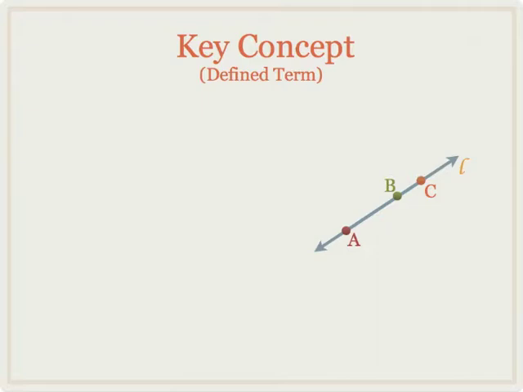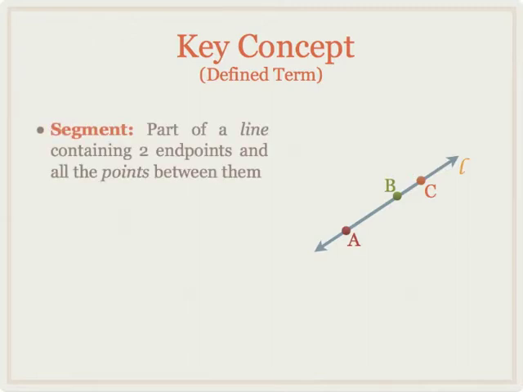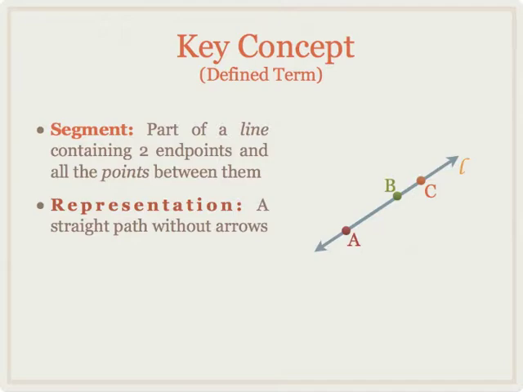Now that we have defined points and lines, we can move on to pieces of lines. So the first one that we're going to talk about is a segment, sometimes called a line segment. This is very simply part of a line with 2 endpoints and all of the points in between. We represent it with a straight path without arrows, so no arrows this time.